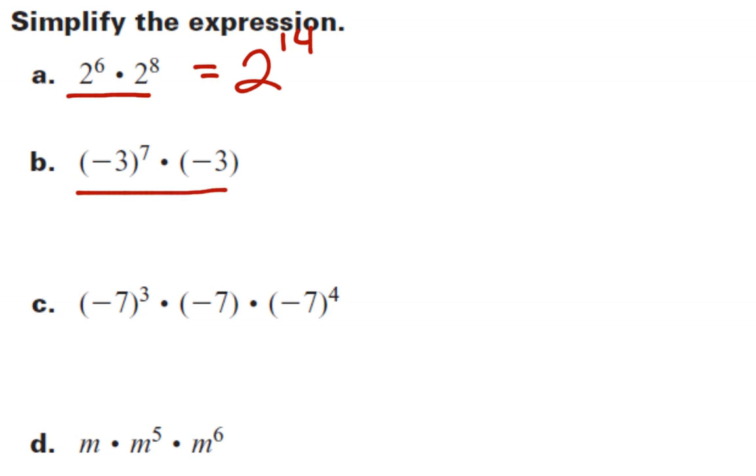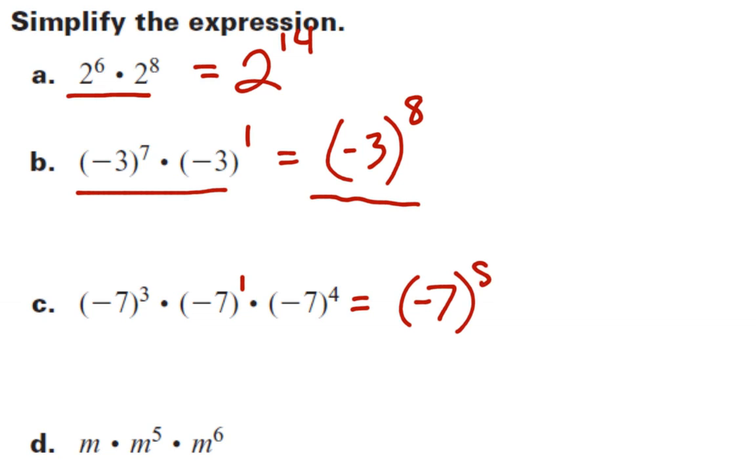Again, I've got like bases, negative 3's, and there's an unwritten 1 there, so this is really negative 3, and I've got to put that in parentheses because the negative is part of the base, and that's to the 8th power. We should look at and compare sometimes what happens when I don't put parentheses there, how that makes a difference. Problem C, well, there's a negative 7 to the 3rd, negative 7 to the 1st power, and negative 7 to the 4th, which I believe makes negative 7 to the 8th.